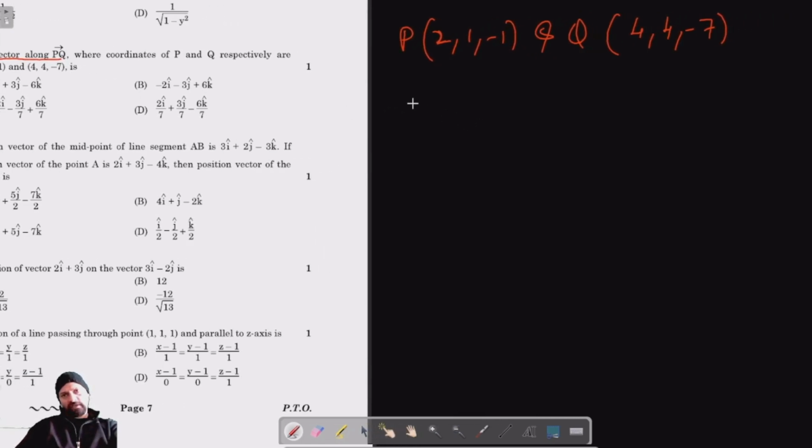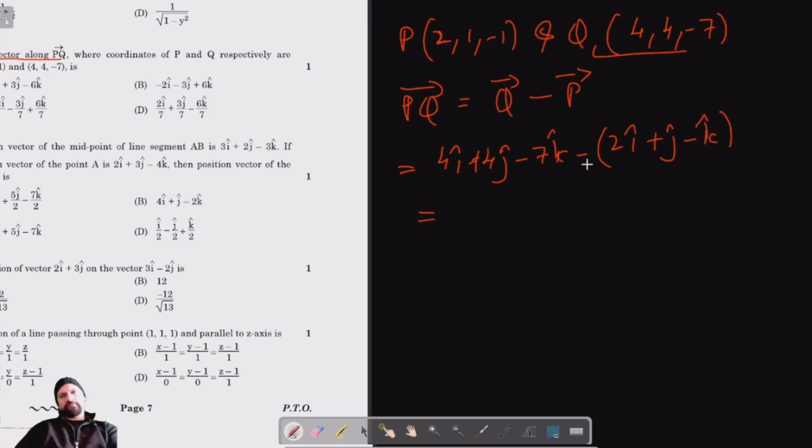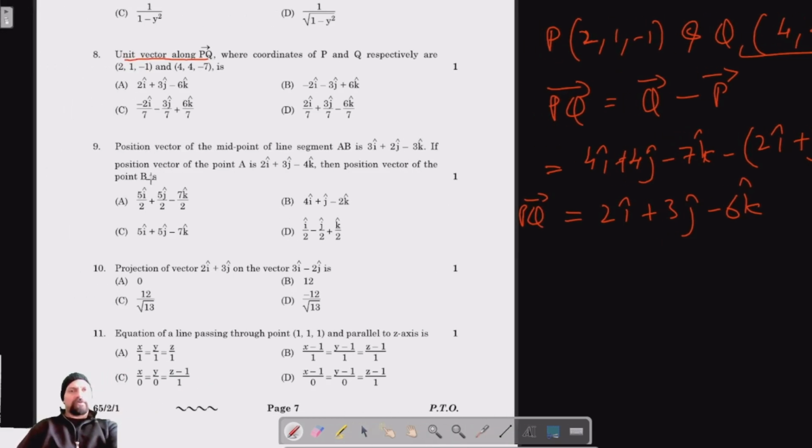So let's first of all find the PQ vector. PQ vector is the position vector of Q minus the position vector of P. Position vector of Q is 4i cap plus 4j cap minus 7k cap. Position vector of P is 2i cap plus j cap minus k cap. So this gives me 4 minus 2 is 2i cap, 4 minus 1 is 3j cap, and minus 7 plus 1 is minus 6k cap. So this is our PQ vector, and we have to find the unit vector.